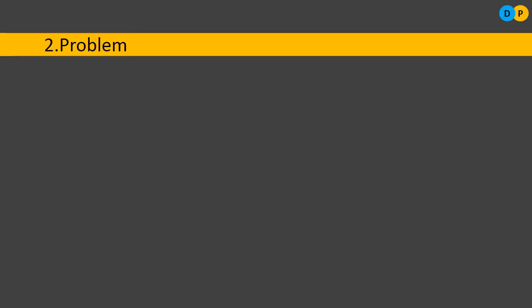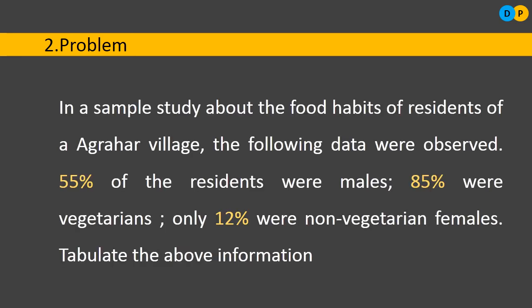Now let us consider another question. In a sample study about the food habits of residents of Agrahara village, the following data were observed. An investigator has investigated a particular village, Agrahara village. He has done a sample study on food habits of residents living in that village, and he has made certain observations. What is an observation?